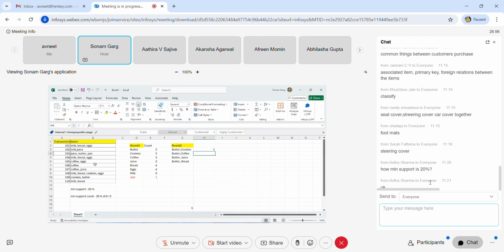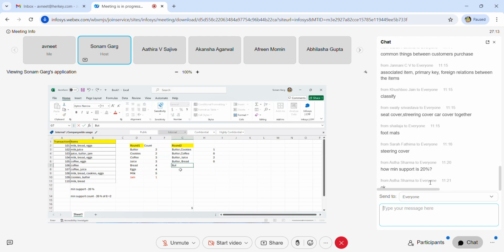Write it. Butter and coffee together? No, write 0. Butter and juice together, let me presume, okay, let's say 2. Butter and bread, 0. Now, what is my minimum support count? 2. So this activity will keep on going.